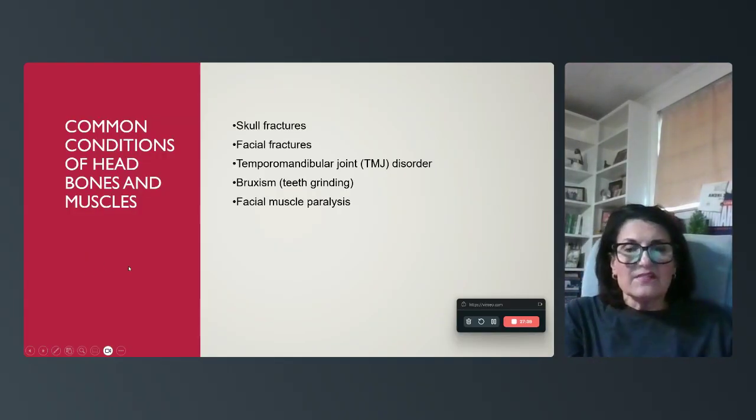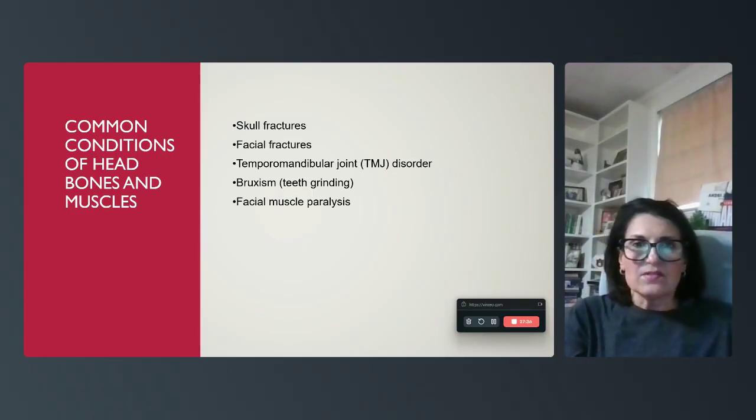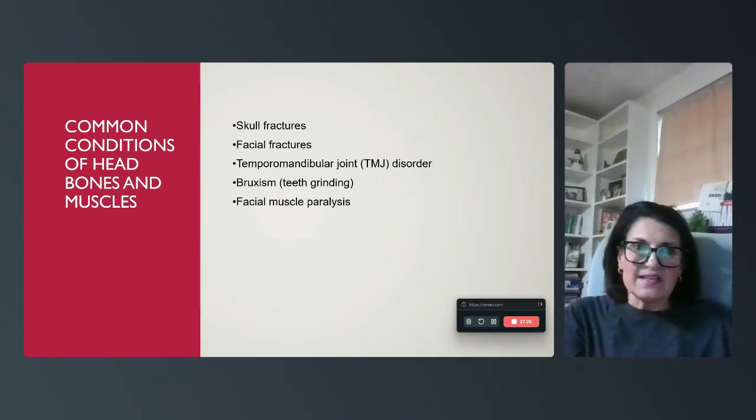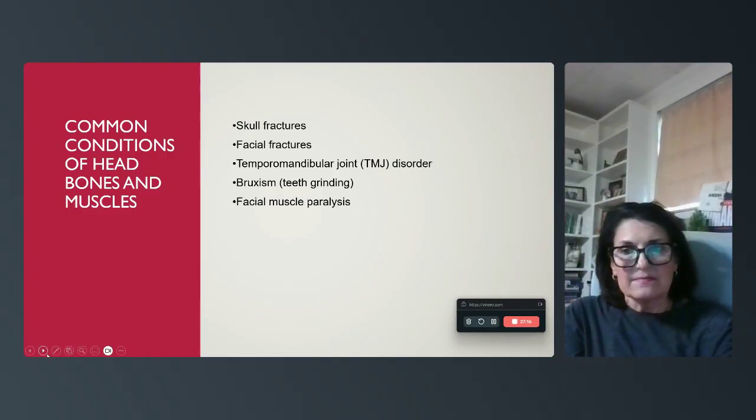Common conditions of the head bones and muscles. So skull fractures can happen, facial fractures. TMJ, which is temporomandibular joint disorder. So that's a big word to say, so that's why we say TMJ. Bruxism, that's another word for teeth grinding. And then there can be facial muscle paralysis.